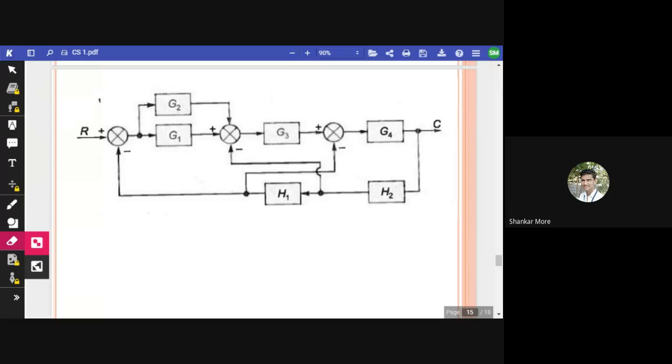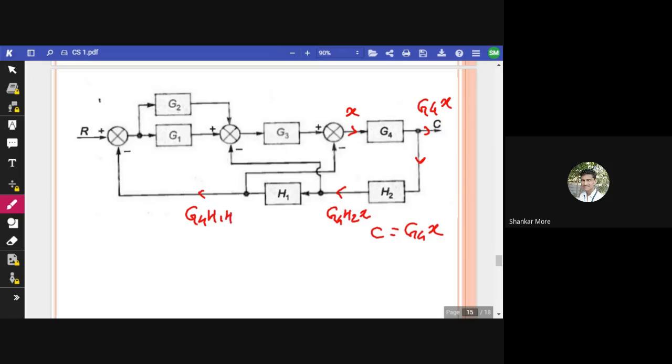All right. So guys, close your notebooks. Turn your faces towards the screen. Okay, and let's go with the flow. So X is applied here, right? So it will be G4 into X, that will be our C is equal to G4 into X. Now this comes here, it becomes G4 into H2 into X. All right, after coming here it becomes G4 into H1 into H2 into X. यहाँ तक किसी को डिफिकल्टी?